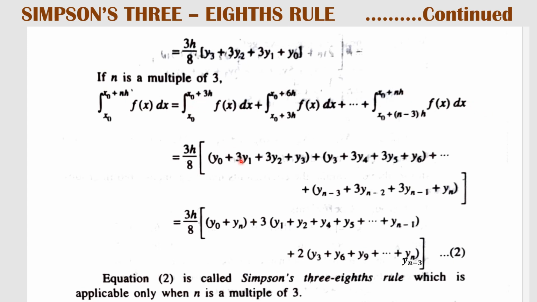So when you substitute for each and every integral as usual, we have to keep on combining the similar terms. After simplification, you will be getting an expression 3h by 8 into y0 plus yn plus 3 times y1 plus y2 plus y4 plus y5 plus etc. up to yn minus 1, plus 2 times y3 plus y6 plus y9 up to yn minus 3. We'll take this as equation number 2, which is Simpson's 3/8 rule, and which is applied only when n is a multiple of 3.